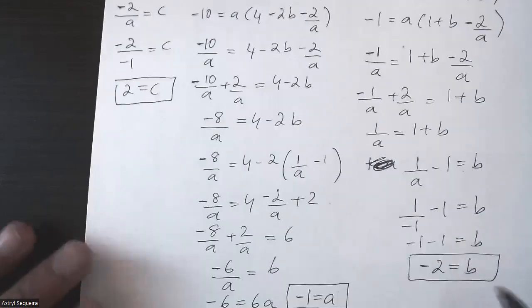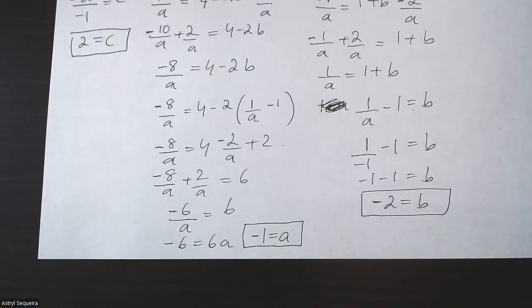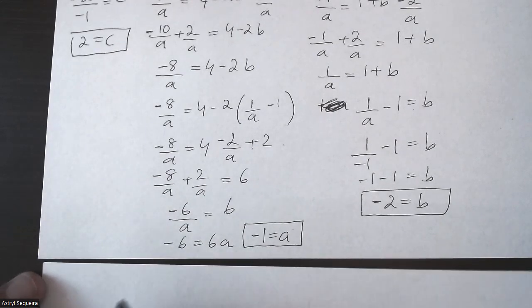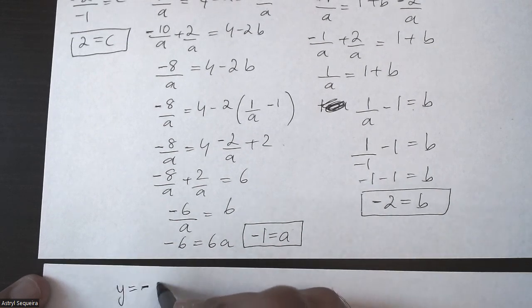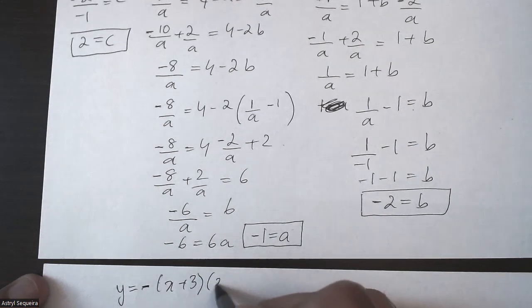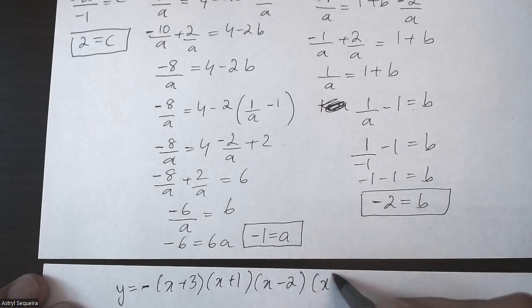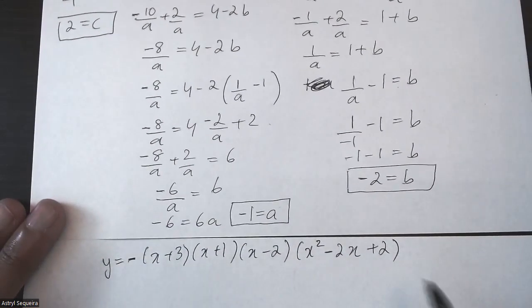And now I can just rewrite my original equation with my values of a, b, and c. I'll grab another paper because I don't have space here. On this one, my final equation is y equals negative, a is -1, (x plus 3)(x plus 1)(x minus 2), and then I have (x squared. My b is -2, so minus 2x, and my c is +2). So this is the final equation for the graph given in the question.